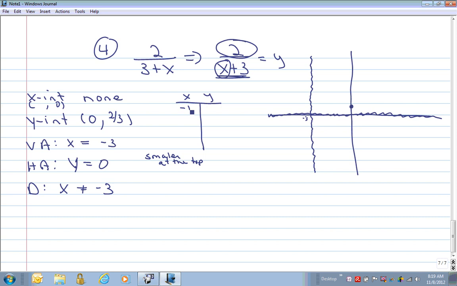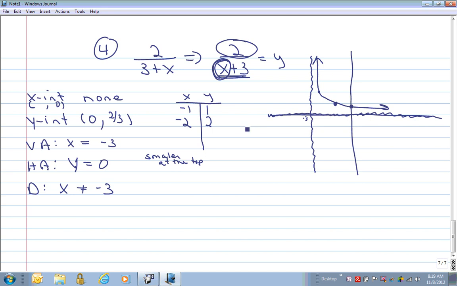I'm going to plug -1 into my original equation. You can plug it into either form. So if I plug a -1 in here, I have a -1 and a 3, that's a 2, and 2 over 2 would give me a value of 1. So I have an ordered pair on my graph at -1, 1. Then I'm going to go ahead and pick -2. If I plug -2 in, I get 2 over 1, which would be 2. And at -2, I'm at 2. All right, so I've got 3 good points over here. I'm going to approach my asymptotes and draw in part of my graph.